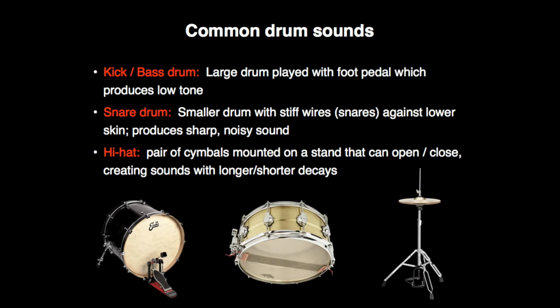A snare drum is a smaller drum, and it has these stiff wires pulled pretty tautly against the lower skin of the drum. These wires are called snares, and as a result of these snares, it produces a very sharp, short, noisy sound, and these snares help it be effectively a burst of white noise.